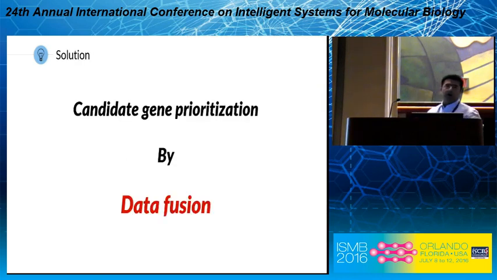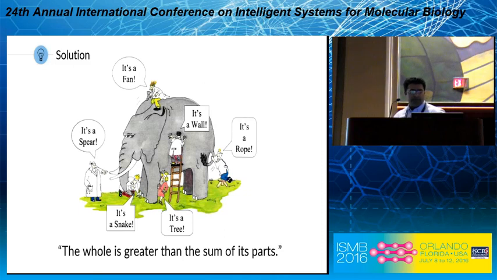So the solution that we're offering here is candidate gene prioritization by data fusion. As Aristotle says, the whole is greater than the sum of its parts. It's true that once you put all the pieces of a puzzle next to each other, you have a better picture and overview of the question, and you can find better answers.